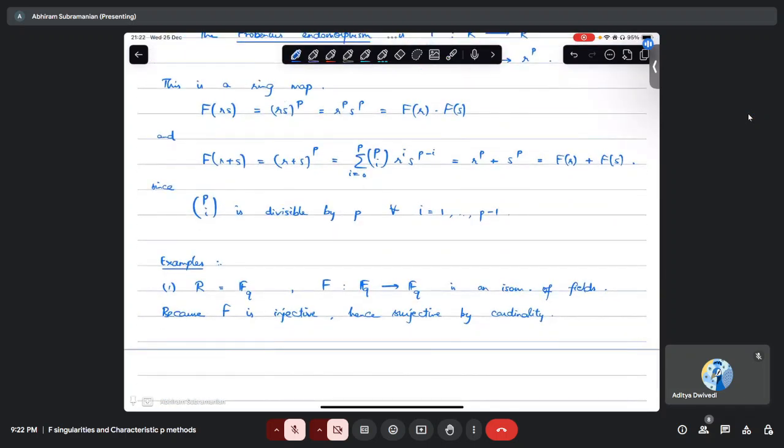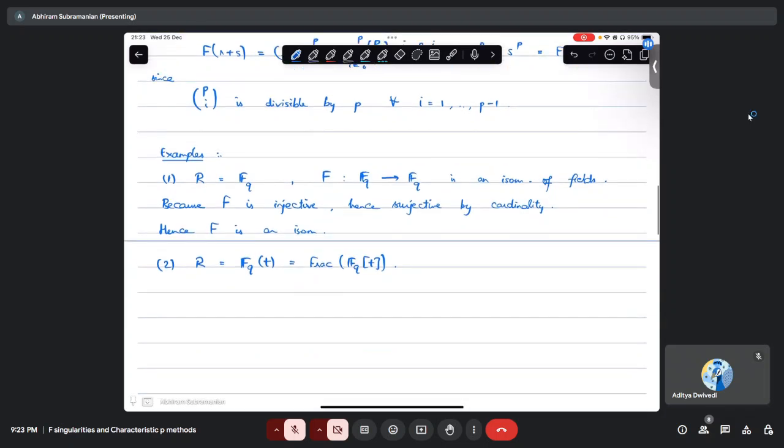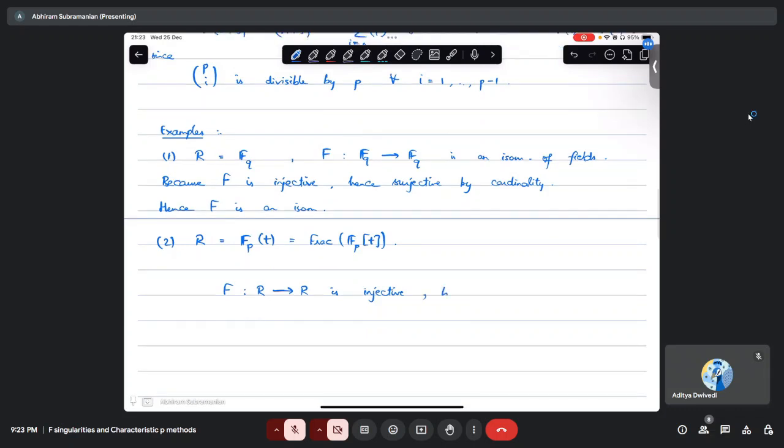So this is an example of Frobenius, which is an isomorphism. Hence F is an isomorphism. Okay. Now, next, consider R to be F_p(T), which is the fraction field of F_p[T]. Now the Frobenius from R to R is injective. Why? Because this is a field. So any ring map starting with a field must be injective, but not surjective.